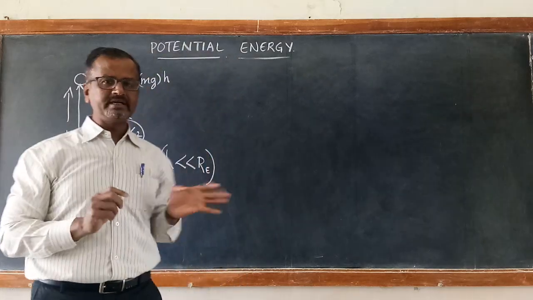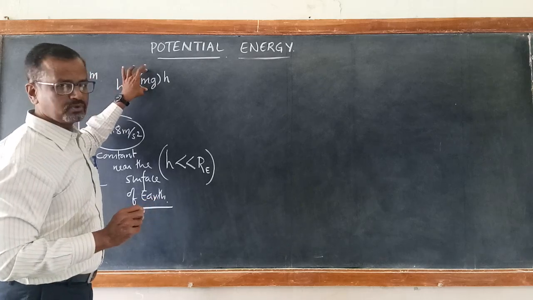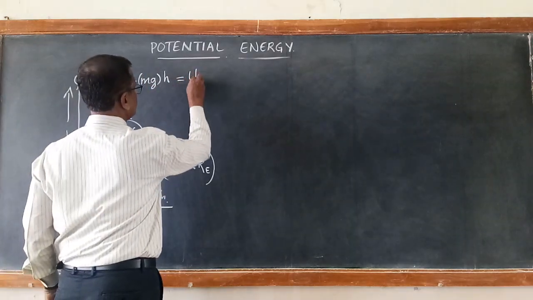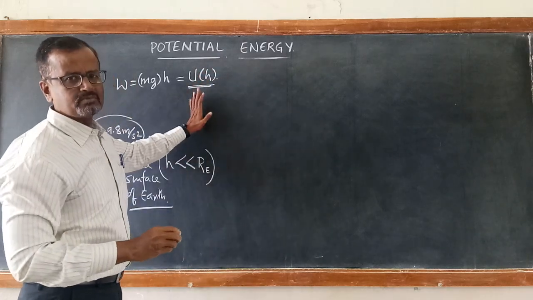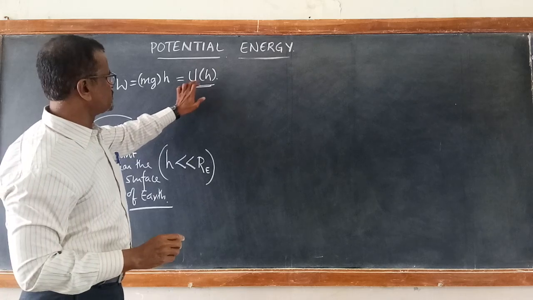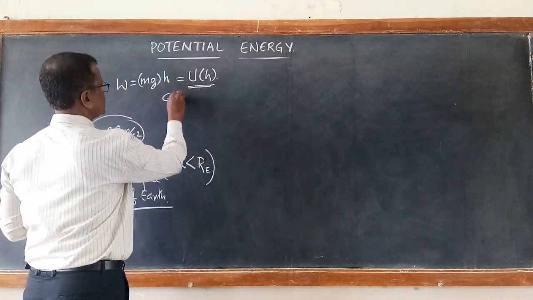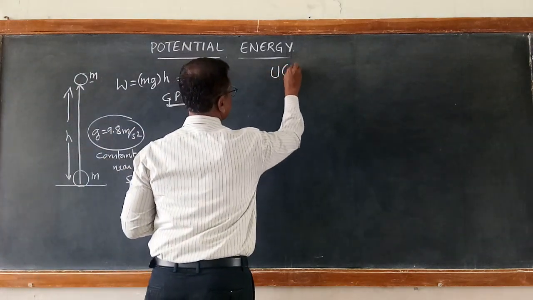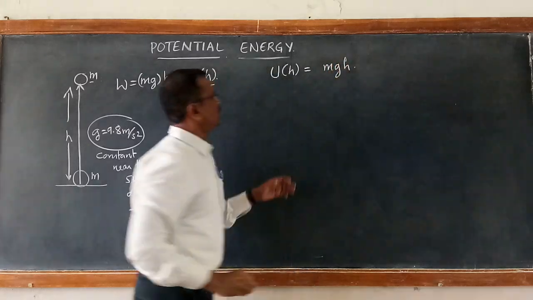But for ordinary heights we take g to be constant, so that the gravitational force here is minus mg. So this itself we take as potential energy. What is this? U. U is the symbol for potential energy. U is a function of h, and in particular this is gravitational potential energy. So gravitational potential energy I will write as U(h) is equal to mg into h.